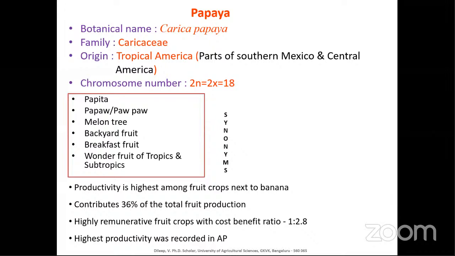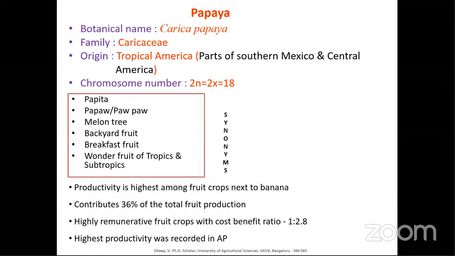Productivity is highest among the fruit crops next to banana. Banana has the highest yield per unit area, and next to it falls papaya. So it is one of the highest remunerative crops. Even though banana has the highest yield, the price may not be that high, since banana is available throughout the year. But papaya is seasonal and its productivity is next to banana, so it is a highly remunerative fruit crop. That means the cost benefit ratio is very high.